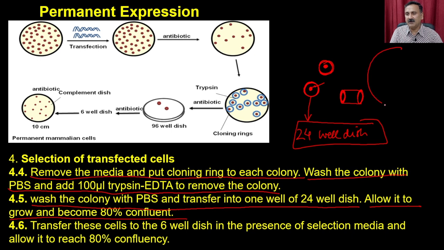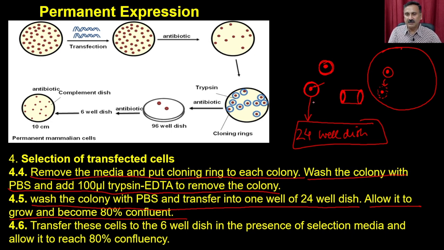Because you know that every cell has a tendency to look for a similar type of cell in the close vicinity. So if you have the 10 centimeter dish, it is going to be so big that this colony will not get the microenvironment required for it to grow, right? Because every cell is looking for some minor microenvironment, some kind of growth signal from the other colony, other cells also. So if the plate is very big, this signal is going to be missing.